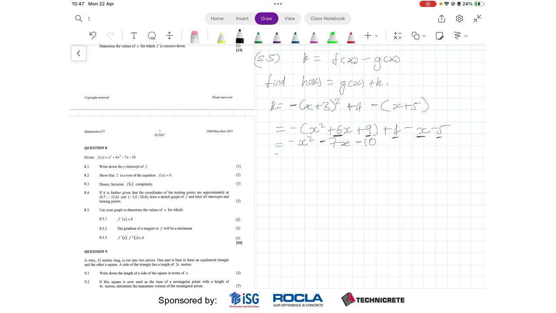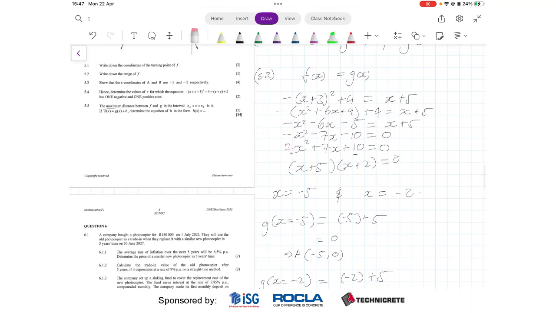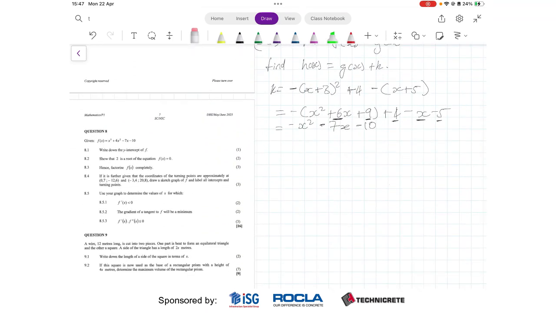And then, now, since we are told to look for the maximum distance, which is k, we must then find, let me see. So we must thus find the value of the maximum, right? We must thus find the value of the maximum.